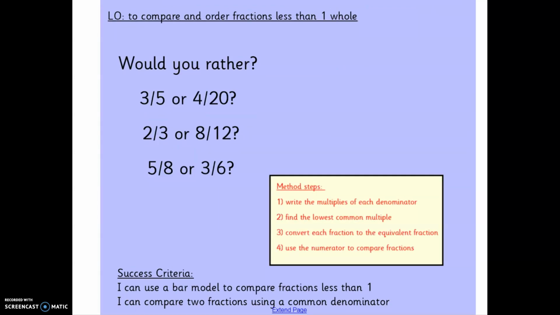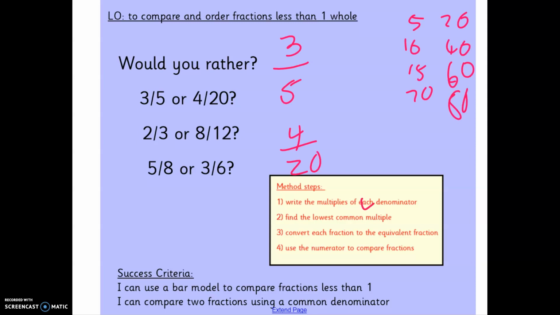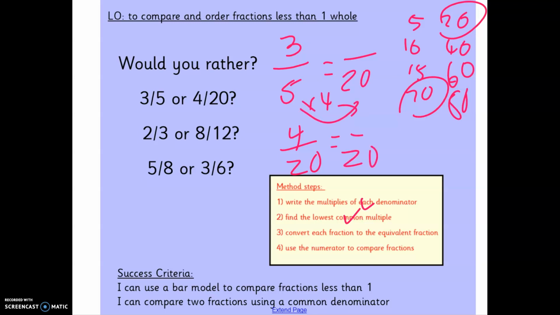Okay, so let's do 3/5 or 4/20ths together, and then you can have a go at the other 2 questions. So I've written out my multiples of each number. I've got my 5s and my 20s, and now I can look for my lowest common multiple. So I've got 20 and 20, so I'm going to convert both fractions into 20ths. 5 times 4 is 20, and 3 times 4 is 12, so I've got 12 20ths. 4 20ths is already in 20ths, so I don't need to change it.